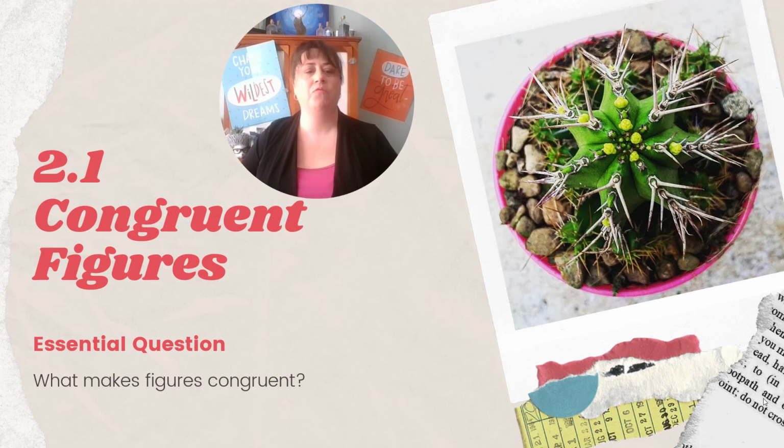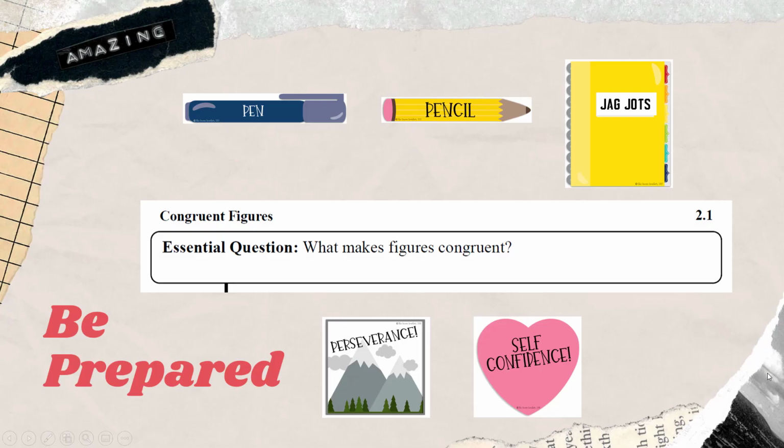You are here for congruent figures, and our essential question for today is what makes figures congruent? You are going to need your pen or your pencil, your Jaguar Jots. The page you should be on should say 2.1 on the top, and what makes figures congruent. And make sure that you have your growth mindset with perseverance and some self-confidence.